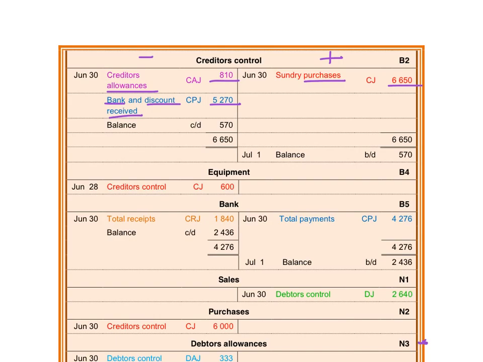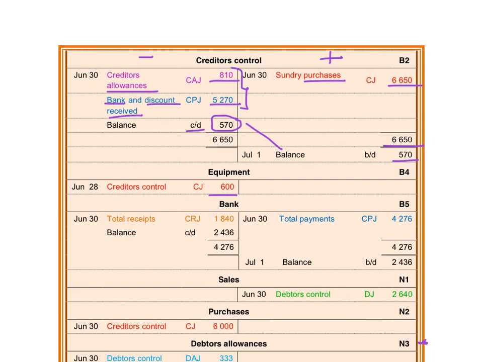Creditors control is a liability, so we will first add up the credit side, then subtract the amounts on the debit side to work out the difference between the credit and debit side, and that will give us a balance of 570. So the difference between the biggest side and the smallest side is my balance carried down. And on the first day of the next month, I will bring down the balance on the opposite side. If there's only amounts on one side of the account, then you don't add up or work out a balance. That is automatically your balance.